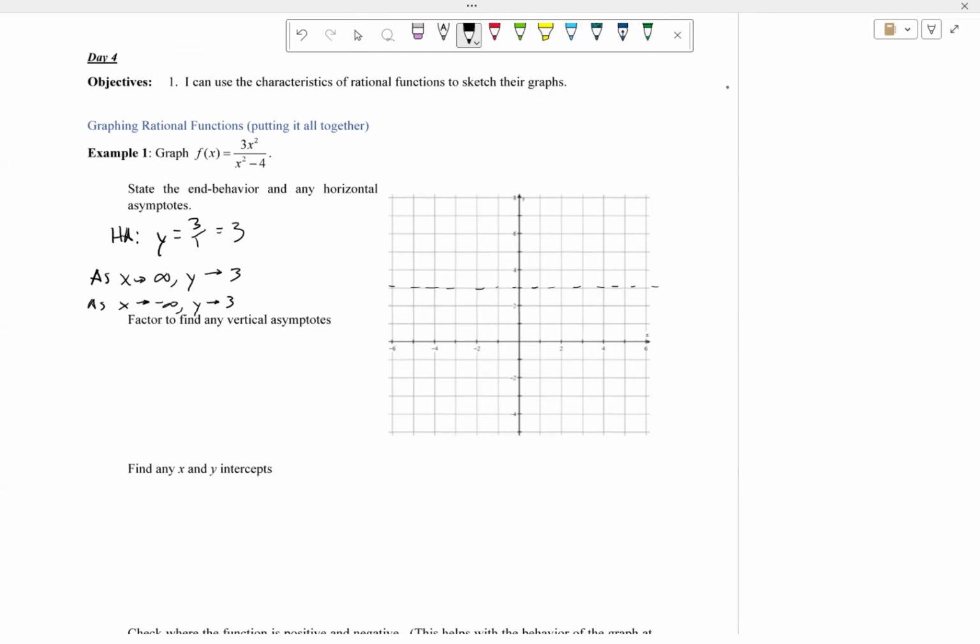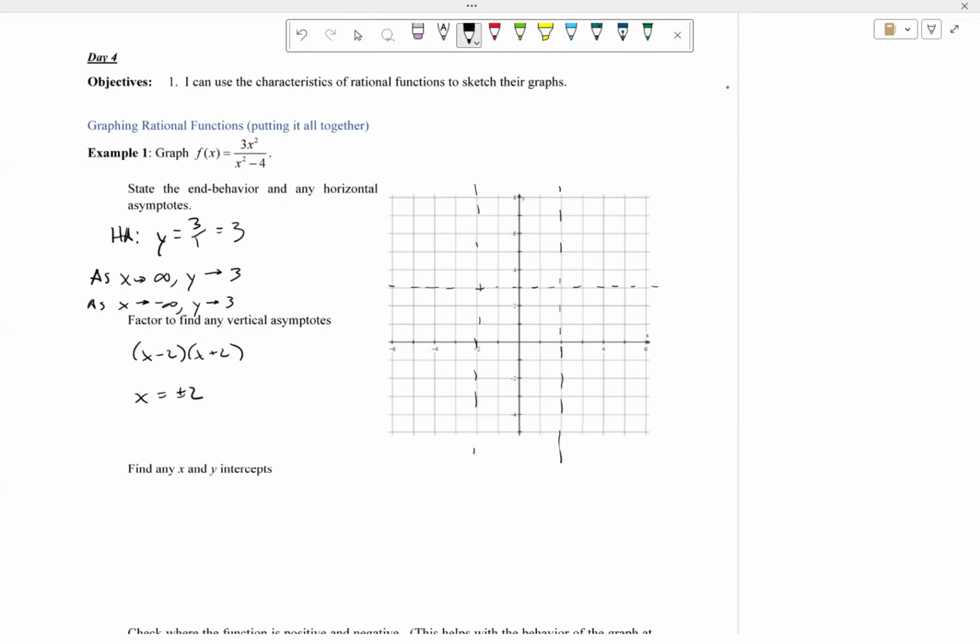Factor to find any vertical asymptotes. Factor specifically the denominator. Vertical asymptotes come from zeros in the denominator. So x minus 2, x plus 2. And we see that we have vertical asymptotes at x equals plus or minus 2. Is that clear so far? Any questions?